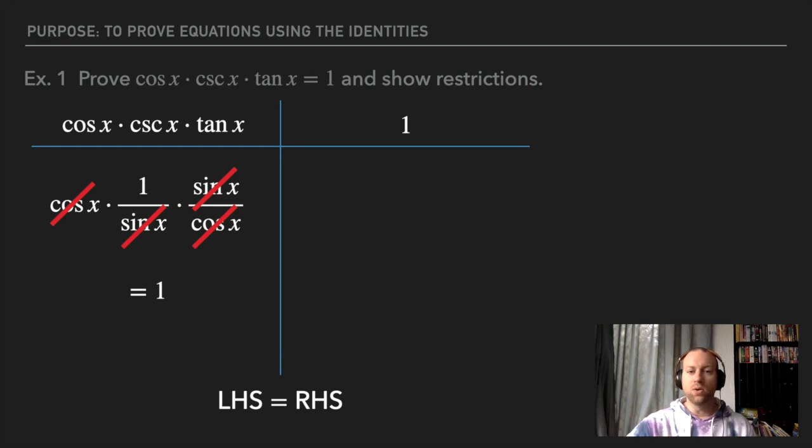That is our whole goal with proofs, making sure that both sides of the equation equal each other. That's how easy the first example is. We'll start with that. Restrictions. Let's take a look at those.